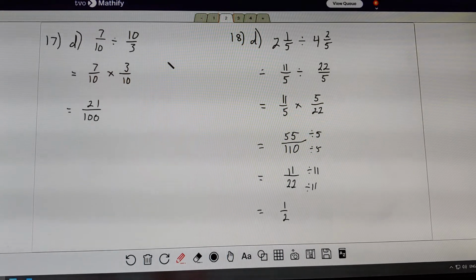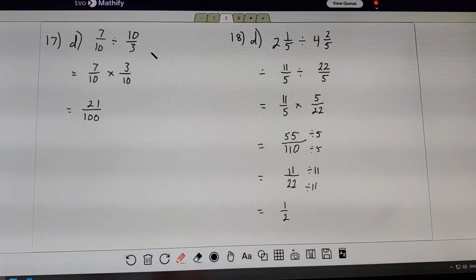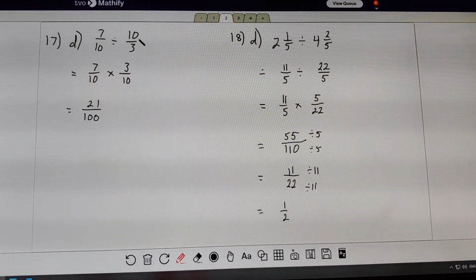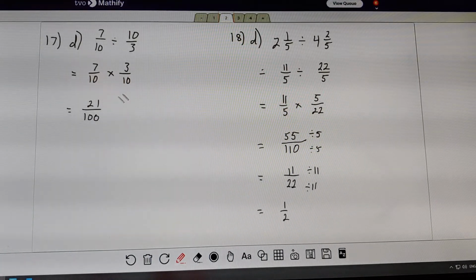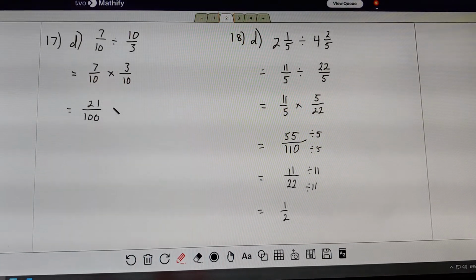Okay, for 17, just some more division, so I chose D. 7/10 divided by 10/3. Again, flip this and multiply. So 10/3 becomes 3 over 10. 7 times 3 is 21. 10 times 10 is 100. And then we're left with that.